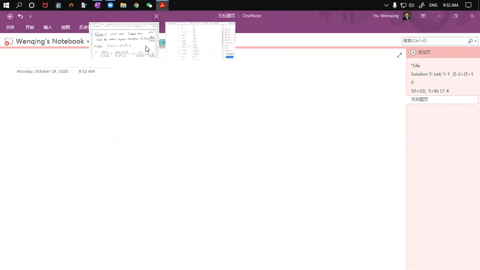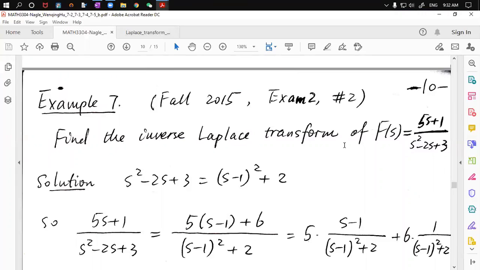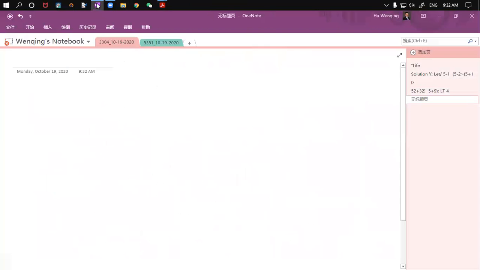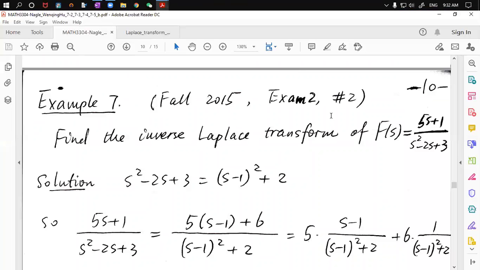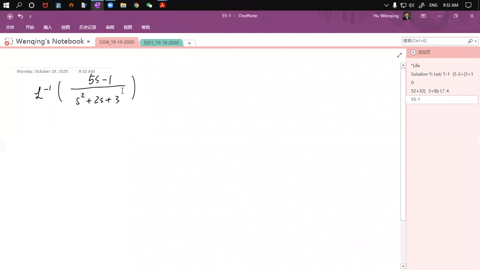Okay, so let's look at the following exercise. Can you find the inverse Laplace transform of (5s + 1)/(s² − 2s + 3)? Let me check that I have every coefficient correct. So s squared minus 2s plus 3, and 5s plus 1. Okay, so I want to find the inverse Laplace transform of this object.